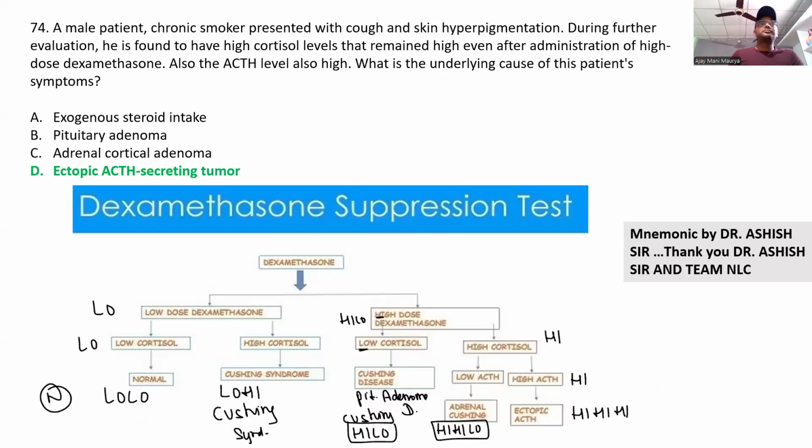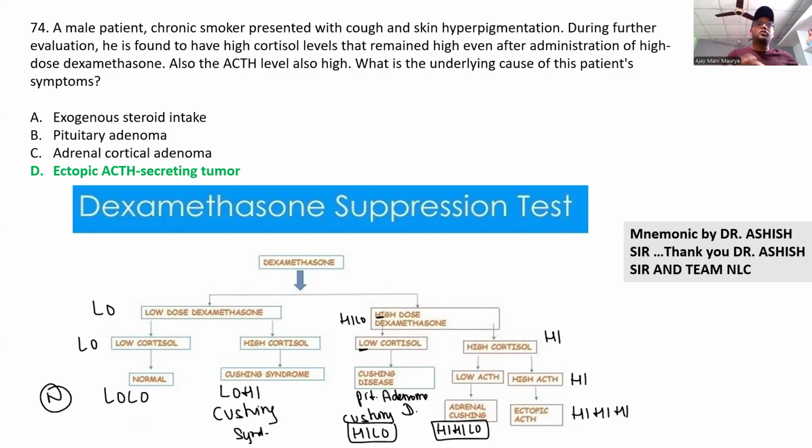The next one is there. A male patient, a chronic smoker, presented with cough and skin hyperpigmentation. During further evaluation, cortisol levels remain high. See, guys, here there is a good mnemonic by Dr. Ashish sir. I want to thank Dr. Ashish sir, because when I was also preparing for the FMGE examination, I was very confused about this topic. I took it from Dr. Ashish sir's notes. So here, see, guys, the dexamethasone suppression test.